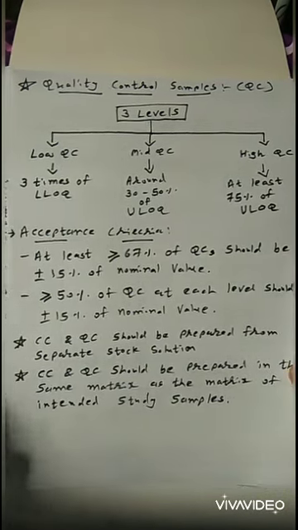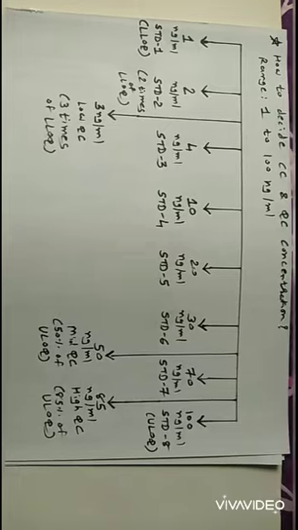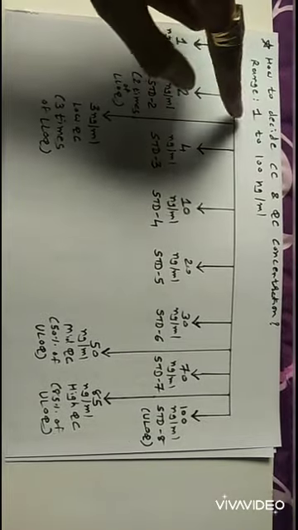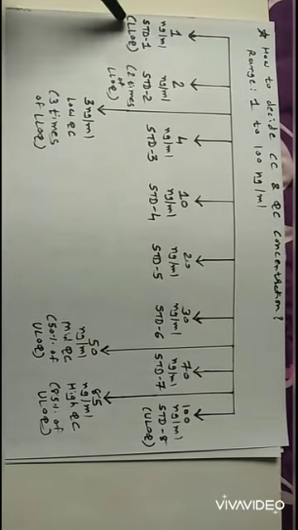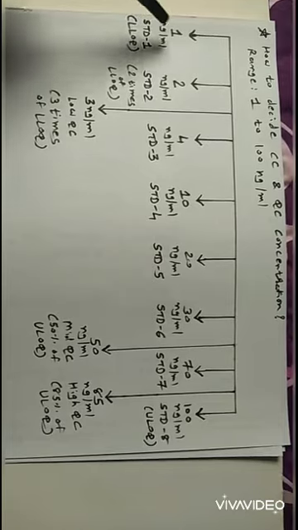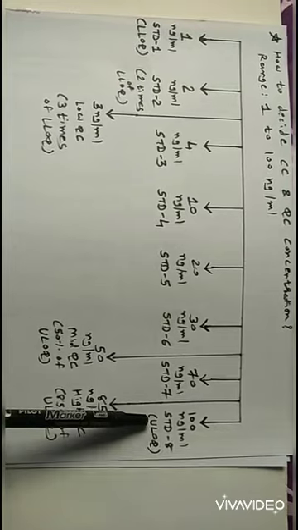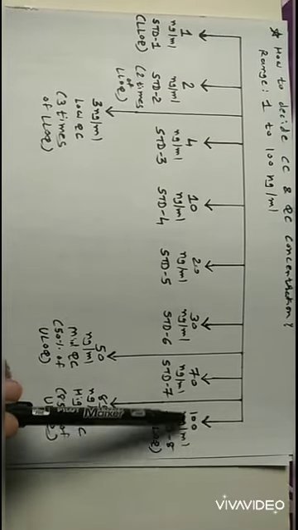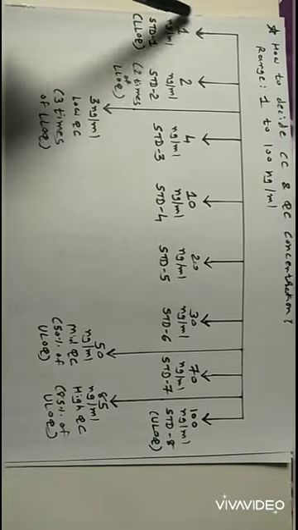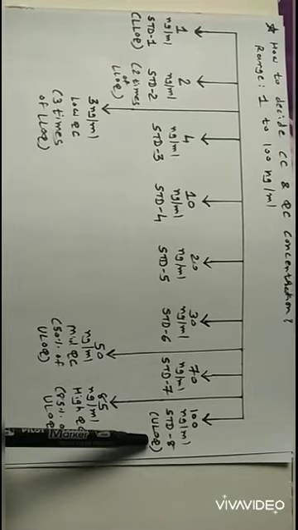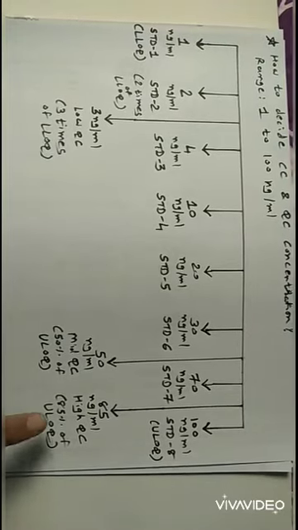Now I will explain how to decide the calibration curve and quality control sample concentrations. Let's say for example that our range of the calibration curve is 1 to 100 nanogram per ml. That means our LLOQ, the lower limit of quantification, is 1 nanogram per ml, that is called standard 1. And our ULOQ, the upper limit of quantification, is 100 nanogram per ml, that is standard 8. So first of all we decide these 2 standards, standard 1 and standard 8, that is LLOQ and ULOQ. Now we will decide the concentrations of the QC samples.